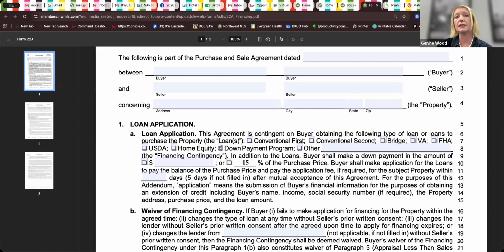So if you're newer in the business and you're not quite sure what to do, please call me. If you're not in my office, you're in one of the other offices, call your designated broker and they can help walk you through how to fill out this form correctly.